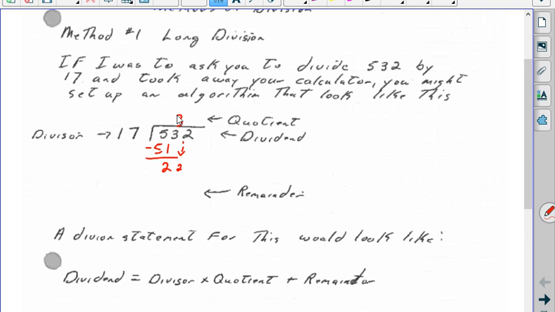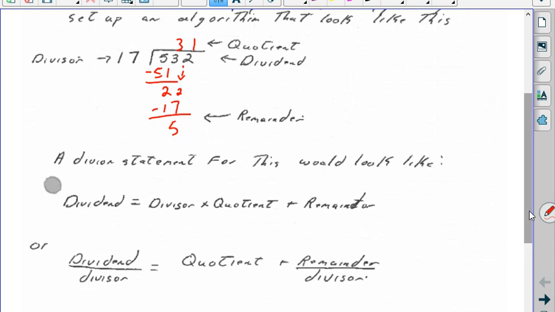17 goes into 22 once. Multiply that, 1 times 17, subtract, and we have a grand total of 5. So what this means is 532 is equal to 17 times 31 plus a remainder of 5.